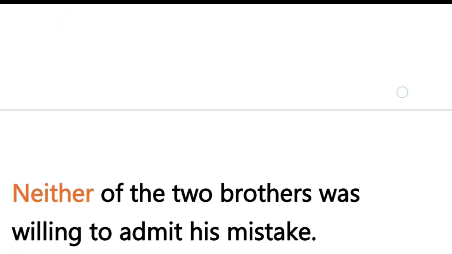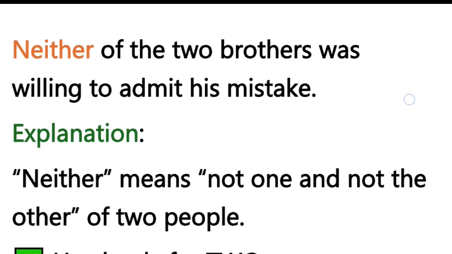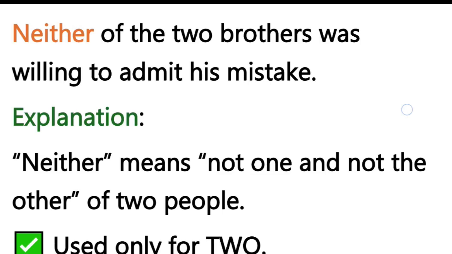We are talking about the other shop. Let's talk about question number 2. Dash of the two brothers was willing to admit his mistake. Answer will be, neither of the two brothers was willing to admit his mistake. So we are talking about neither, means neither of them admitted their mistake.